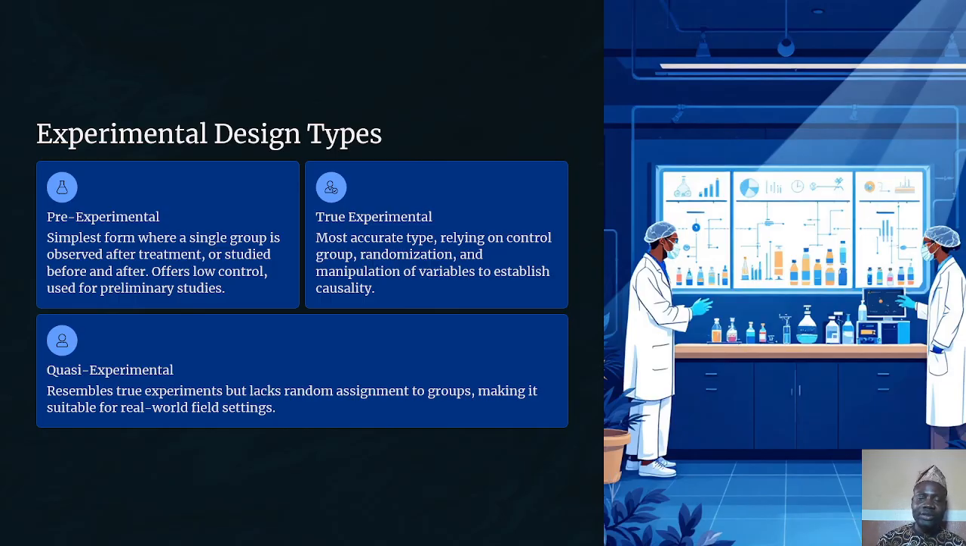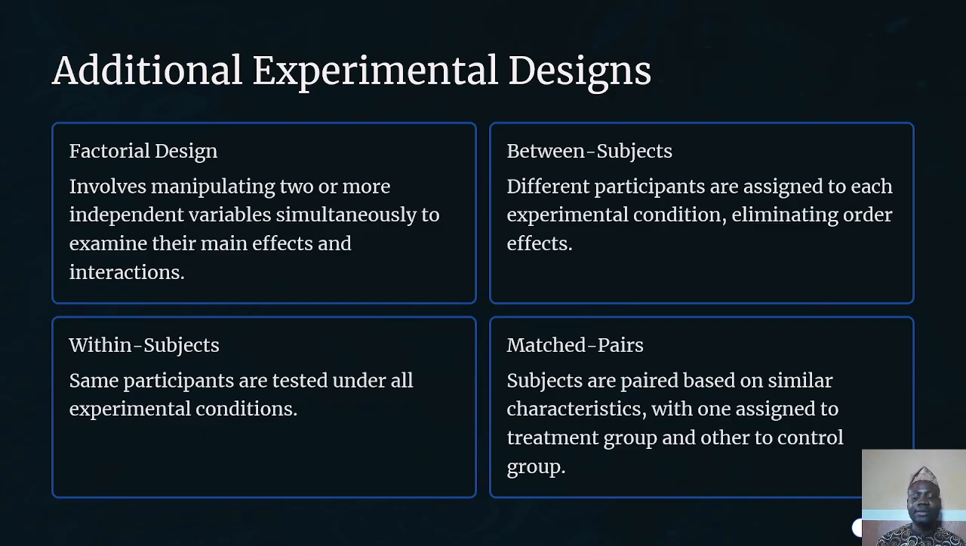For example, most educational research and psychological research, most research in the humanities. Other experimental designs are the factorial design. This one allows us to manipulate two or more independent variables simultaneously by examining their main effects and interaction effects. We also have the between-subjects approach, whereby different participants are assigned to experimental conditions, eliminating other effects. We have within-subjects, where the same participants are tested under all experimental conditions.